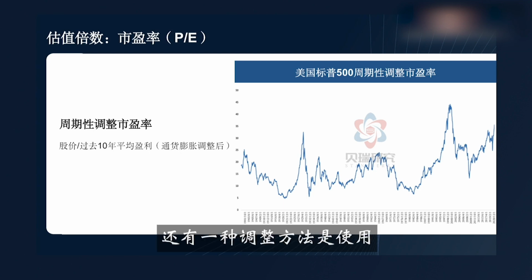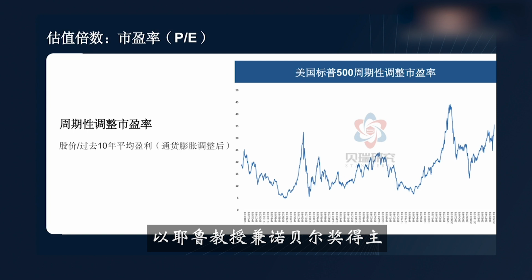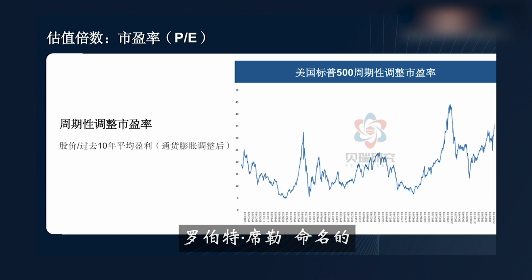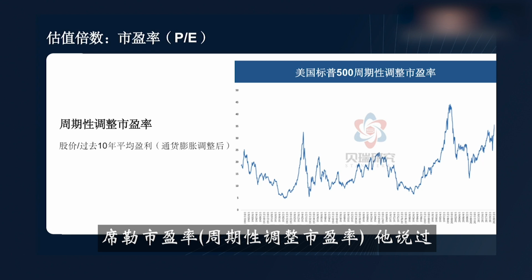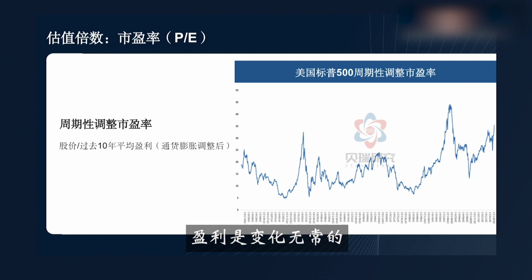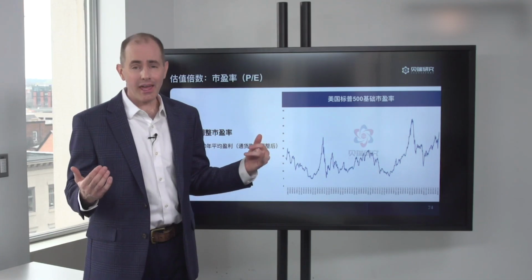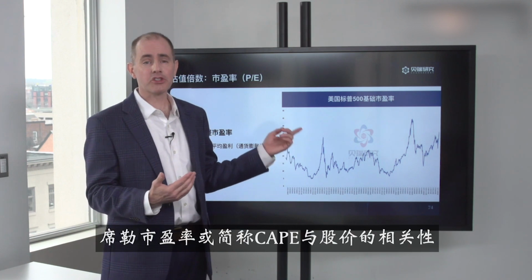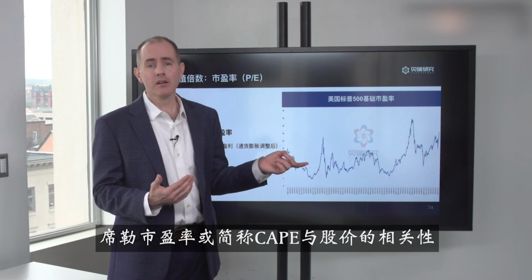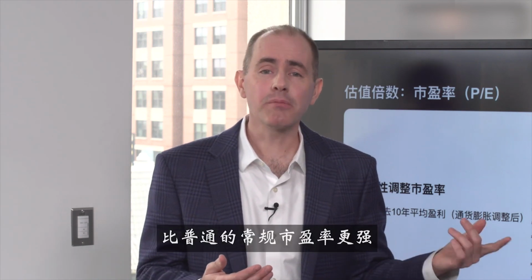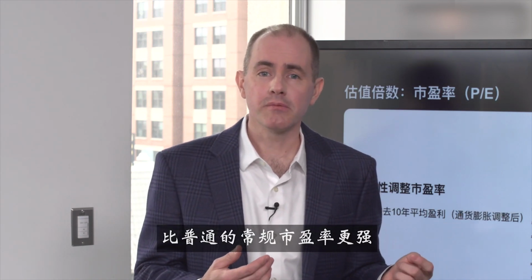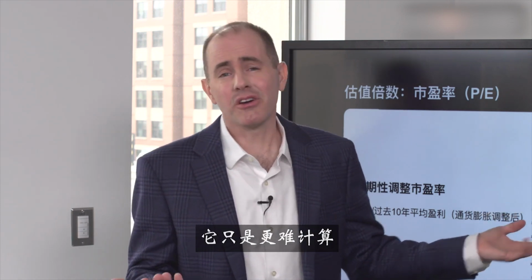Another way to adjust is using what's called the Shiller PE ratio, named for Yale professor and Nobel laureate Robert Shiller. He basically said, earnings can be volatile. Instead of just taking one year at a time, let's average the past 10 years of earnings and adjust it for inflation. That's why it's also called the cyclically adjusted PE ratio, or CAPE. Studies have shown that over time, this Shiller PE more closely correlates with stock prices than just the plain regular PE. So why doesn't everybody use it? Well, it's just harder to calculate and harder to explain.